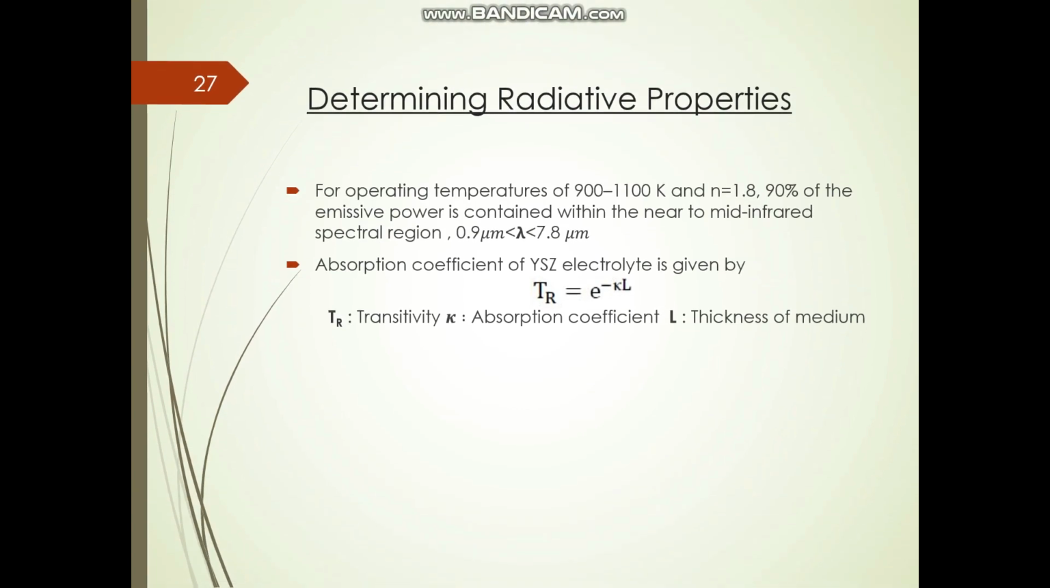Determining radiative properties. Absorption coefficient of the YSZ electrolyte is given by Tr equal to e raised to power minus KL. Tr is transmissivity, K is absorption coefficient, and L the thickness of the medium. The multiplication of these two parameters K and L gives optical thickness.